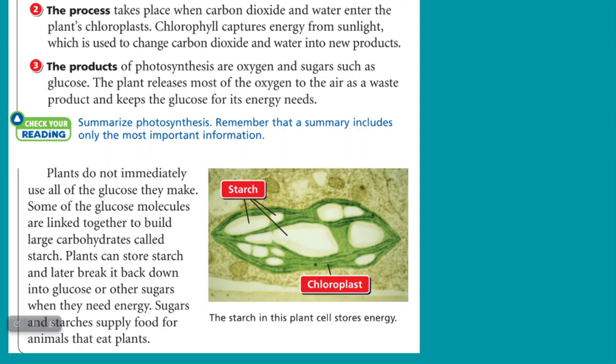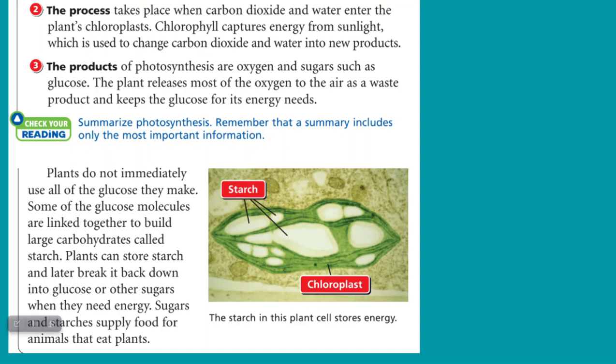All right, this is also still page 48. So this is talking about the process of photosynthesis. So it takes place when carbon dioxide and water enter that plant's chloroplasts. So chloroplast is the place, think about it that way. And chlorophyll captures the energy from the sunlight. Make sure you can tell the difference between those two words. All right. Of course, the products after we perform photosynthesis are oxygen and glucose.